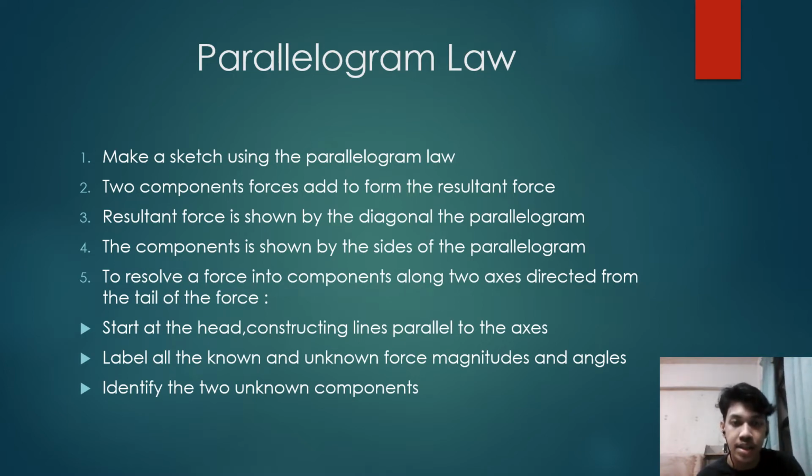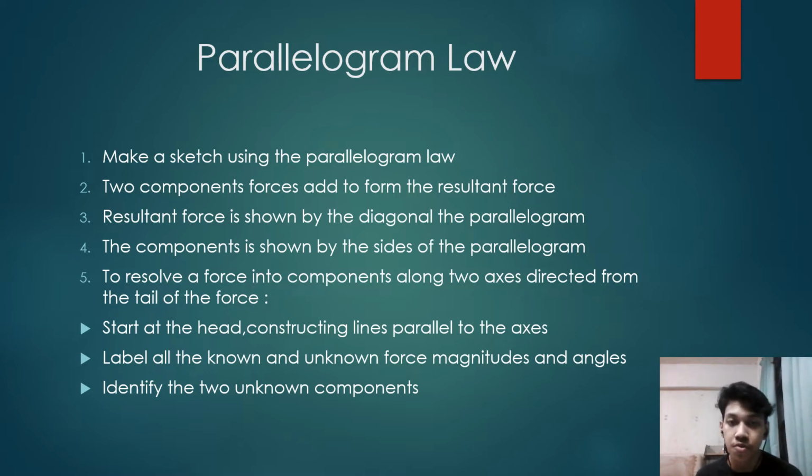two component forces add to form the resultant force. The third step is that the resultant force is shown by the diagonal of the parallelogram. The fourth step is that the components are shown by the sides of the parallelogram. And the fifth, which is the last step, is to resolve a force into components along two axes directed from the tail of the force. We must start at the head by constructing lines parallel to the axes. Next, label all the known and unknown forces, magnitudes and angles. And the third is to identify the two unknown components.